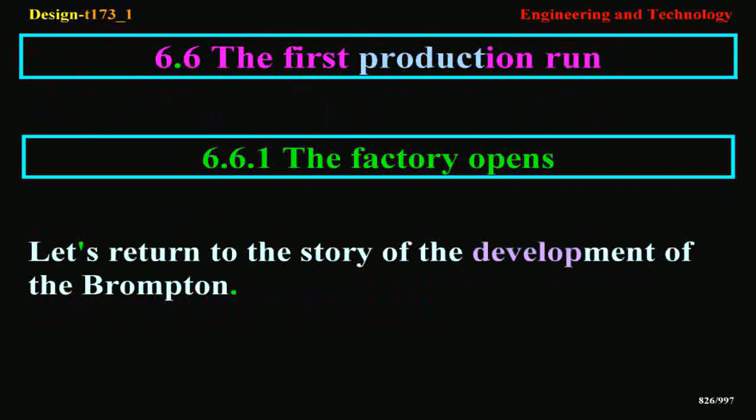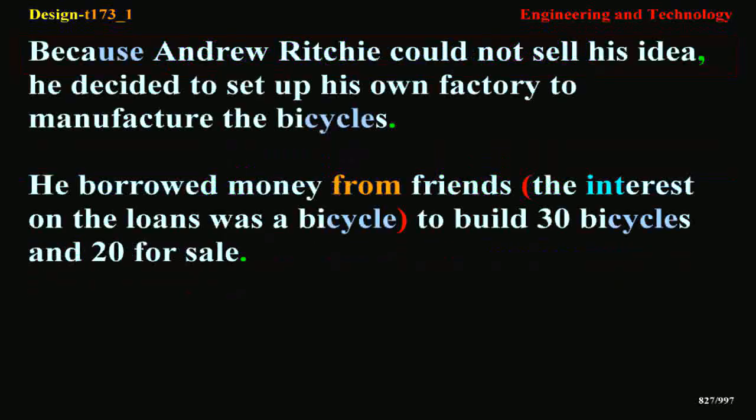The factory opens. Let's return to the story of the development of the Brompton. Because Andrew Ritchie could not sell his idea, he decided to set up his own factory to manufacture the bicycles. He borrowed money from friends, with the aim of building 30 bicycles, 20 of them for sale.